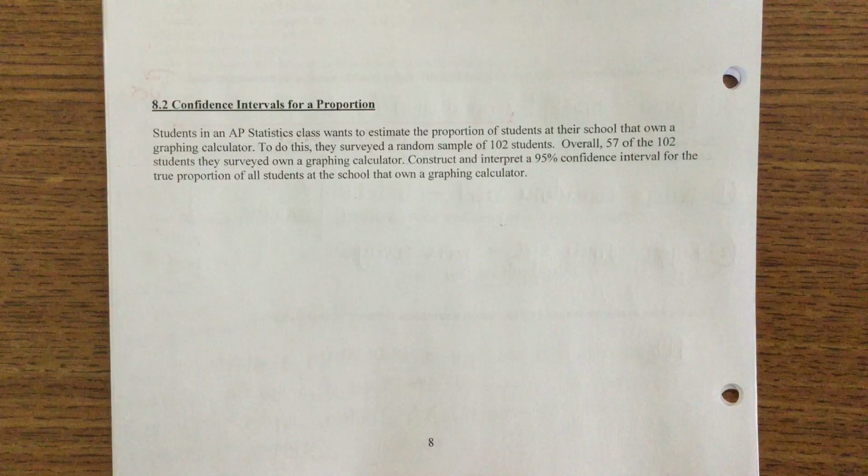Okay, so we're going to read the problem first, and then we're going to go to the formula sheet. Students in an AP Stats class want to estimate the proportion of students at their school that own a graphing calculator. To do this, they surveyed a random sample of 102 students. Overall, 57 of the 102 students they surveyed own a graphing calculator. Construct and interpret a 95% confidence interval for the true proportion of all students at the school that own a graphing calculator.